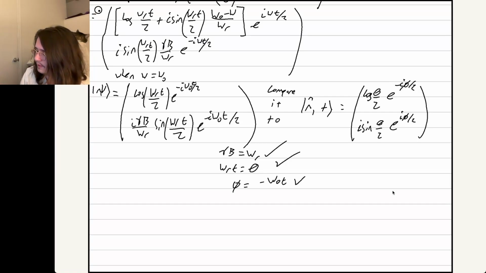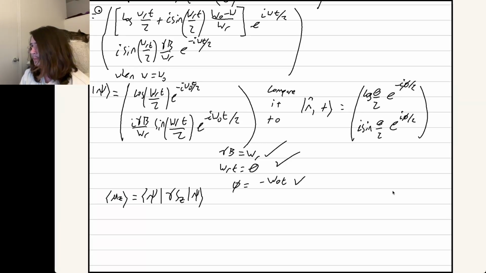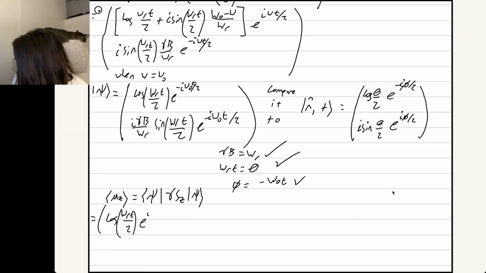Finally, we need to calculate the expectation value for the magnetic moment, which will be given by the time-dependent state vector multiplied by gamma Sz psi. So I'm going to write our time-dependent state vector in column notation, taking the complex conjugate as well, so we'll have cosine omega_r t over 2 times e to the plus i omega t over 2.